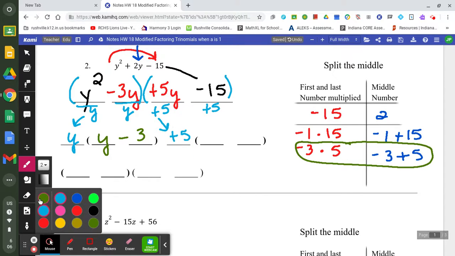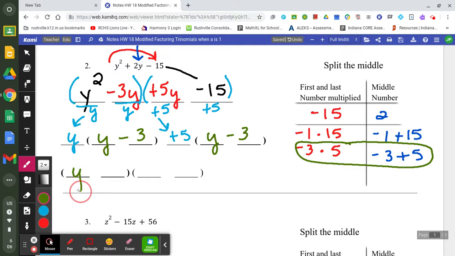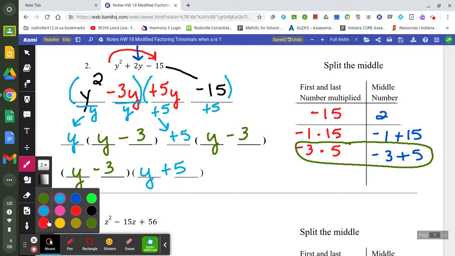And then 5y divided by 5 is y. Negative 15 divided by 5 is negative 3. My two parentheses match, so I write that once. And then my second parenthesis is everything that's left over, which is the y plus 5. And then this is my answer.